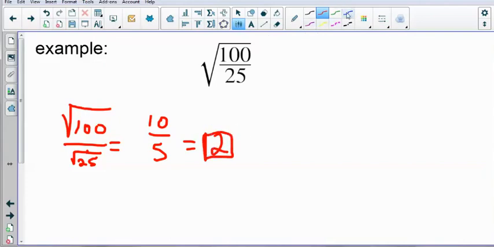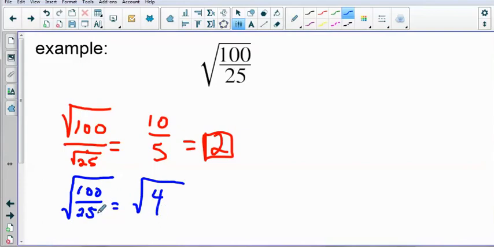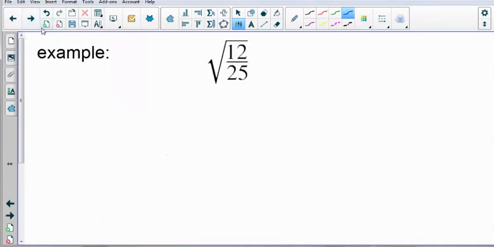Another way you could have done that, kind of an IXL way, just to show you that it also works, I could have divided that while it was in there. Well, what is 100 divided by 25? Well, 100 divided by 25 is 4. So the square root of 100 over 25 is the square root of 4, which again is 2. If they work like that, that's fine. If not, it just goes to show that these are both the same thing, that it does work. The square root of A over B equals the square root of A over the square root of B.